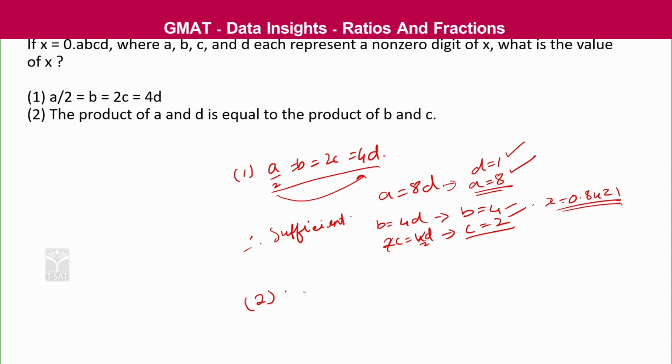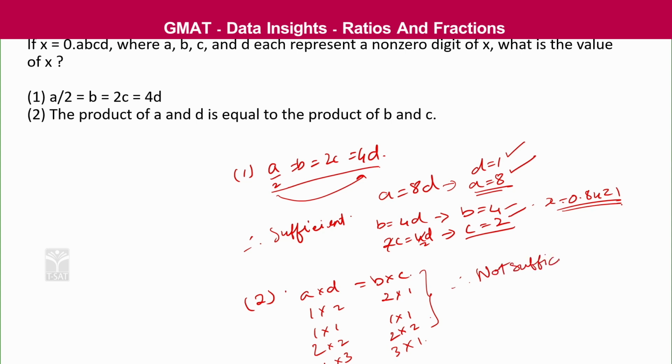Statement 2 is: the product of A and D is equal to the product of B and C. It can be anything like 1 into 2 is equal to 2 into 1, or 1 into 1 is equal to 1 into 1, or 2 into 2 is equal to 2 into 2. It can be any combination. There are many more combinations. You can say 1 into 3 is equal to 3 into 1 for making this true. So, therefore, this is clearly not sufficient to answer the question. So, statement 1 alone is sufficient, but statement 2 alone is not sufficient, so the answer choice becomes A.